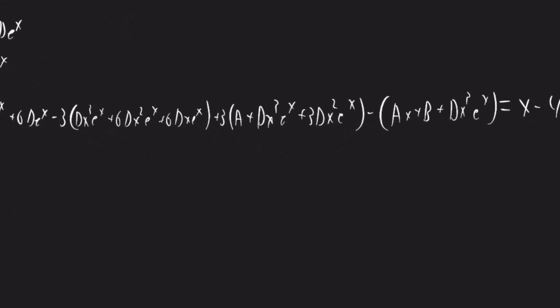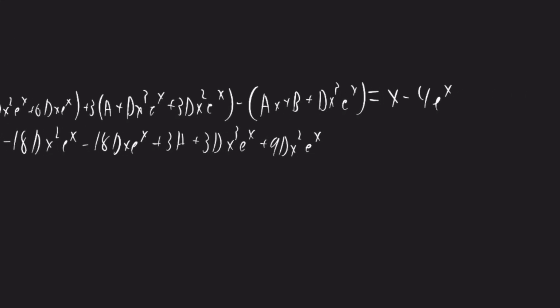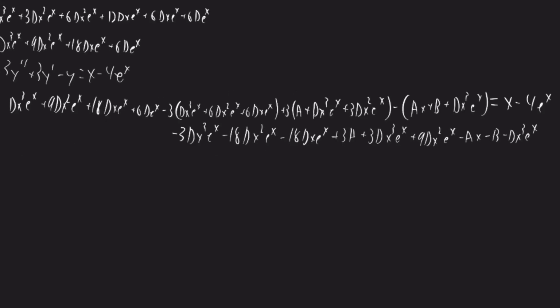We can distribute some of these terms. We'll get a minus 3dx cubed e to the x, a minus 18dx squared e to the x, and a minus 18dx e to the x. Then from this term, we'll have a plus 3a, a plus 3dx cubed e to the x, and a plus 9dx squared e to the x. And from this last term here, we'll have a minus ax, a minus b, and a minus dx cubed e to the x. Some of these terms will cancel.